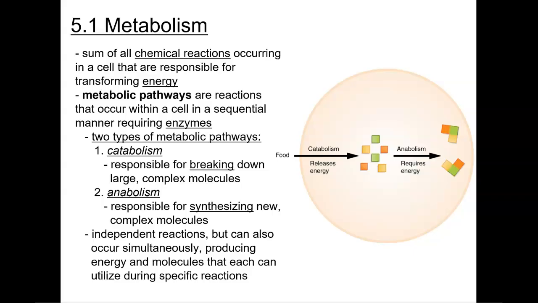There are two types of metabolic pathways. We have what's called catabolism. That's responsible for breaking down large complex molecules. And we have anabolism. That's responsible for synthesizing or putting together new complex molecules. So let's think of you eating a piece of chicken, for example. In catabolism, you would break that piece of chicken down by its proteins, break those peptide bonds, into separate amino acids. Let's pretend it's Lego. So you break that Lego sandwich down into each one of those little building blocks.